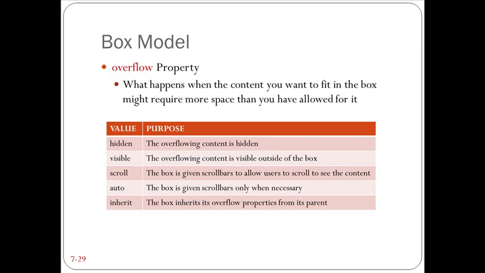Well, we can use the overflow property, and it has 5 values that you can use. One is hidden, which means that it just hides it and you can't see it anymore. One is visible, which means it'll actually overflow the content box and be on top of whatever might be below or to the right of it. You could use scroll, which automatically adds scroll bars whether they're needed or not. Or you could use auto, which only uses scroll bars when it's necessary. And then the inherit value for the overflow property inherits its overflow properties from its parent if that was set.